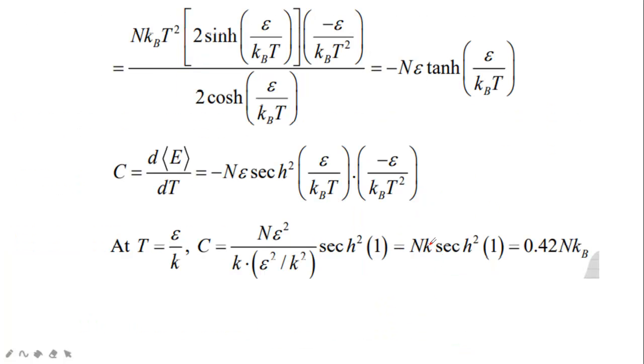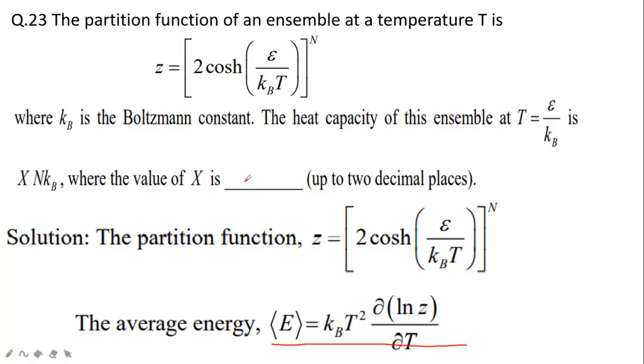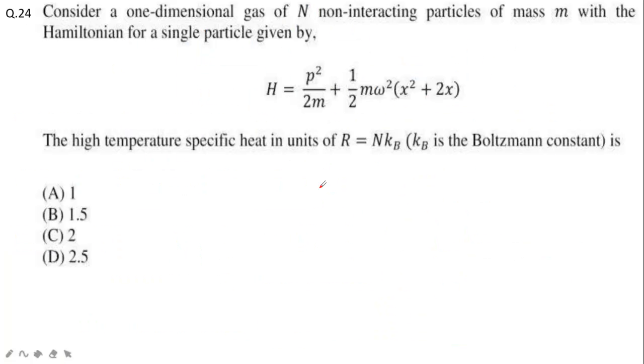Just put the values. We will get U, or energy, equals to minus n epsilon tanh(epsilon upon kBT), and the heat capacity C will be del E over del T. Just put the value at T equals to epsilon upon kB. Wherever we are having the T, we'll convert it into epsilon upon kB and we can get the answer, which is n kB sech square, which is 0.42 n kB. So the answer is 0.42. The x is 0.42.